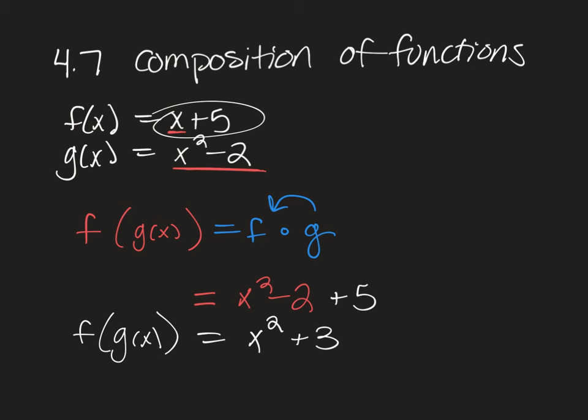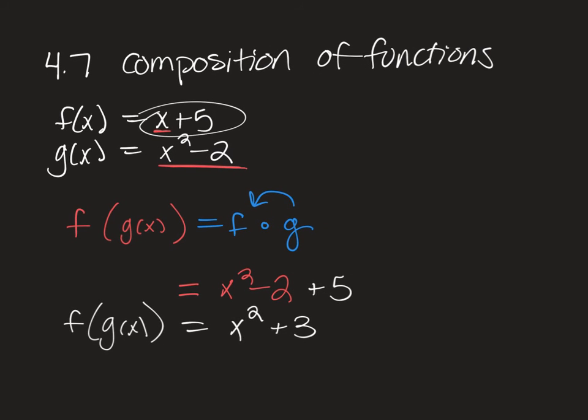All right, so then let's go the other way. Let's say we wanted to do g of f. That means we're going to take this and plug it in for this x right here. So we're going to have x plus 5 squared minus 2, because this is x squared. We're replacing that x with x plus 5.